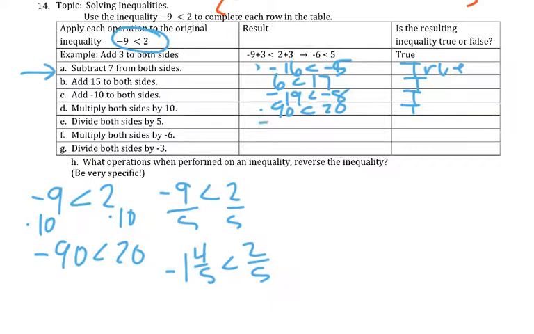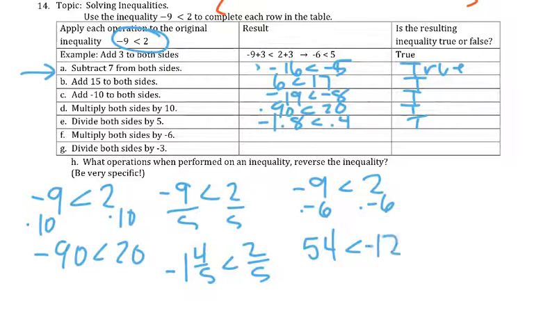So I believe that's -1.8 for those that like decimals. It's less than 0.4 because I think 1/5 is 0.2. So that's still true. Okay, because one's negative, one's positive. Multiply both sides by -6. So times -6, times -6. That would be a +54 and a -12. Is 54 less than -12? That is not correct, so it is incorrect. Stumbling over my words here. So that's false.